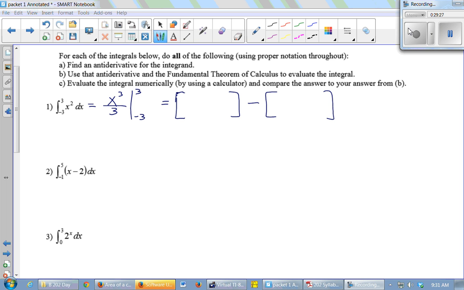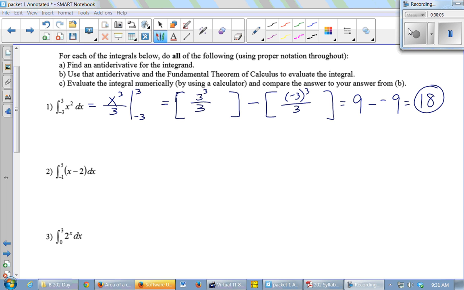I got to subtract two things. The first thing I got to do is plug in my 3. So I get 3 cubed over 3. And then plug in my negative 3. Negative 3 cubed over 3. Then simplify each set of parentheses and then subtract. So that's 27 over 3 is 9 minus negative 3 cubed is negative 27 over 3 is negative 9. So that's 18.